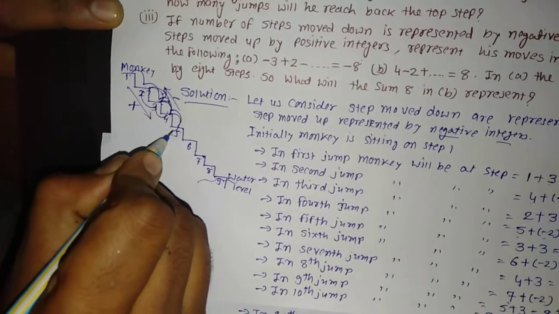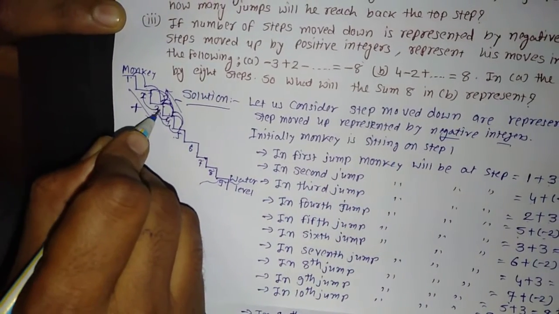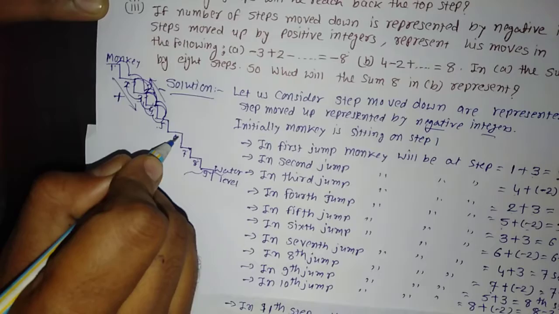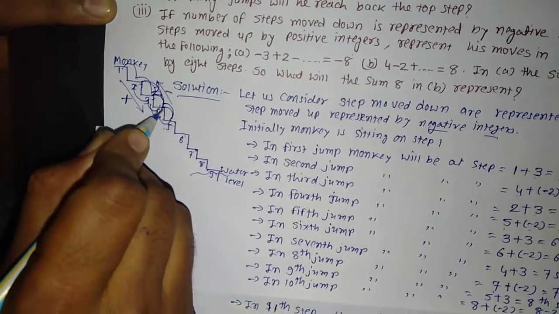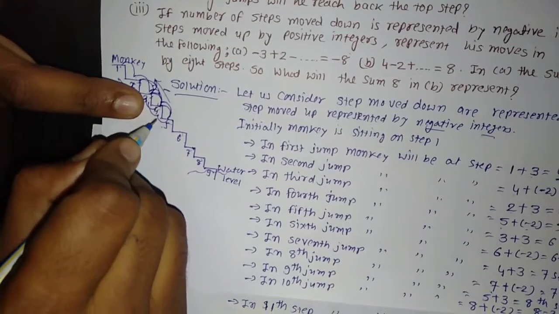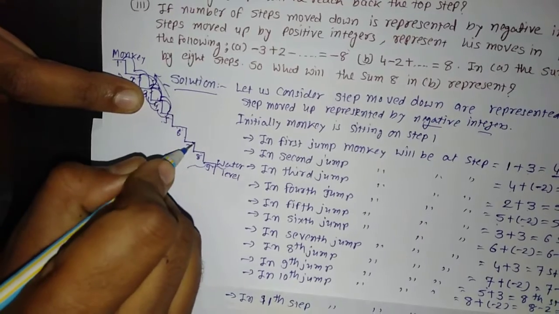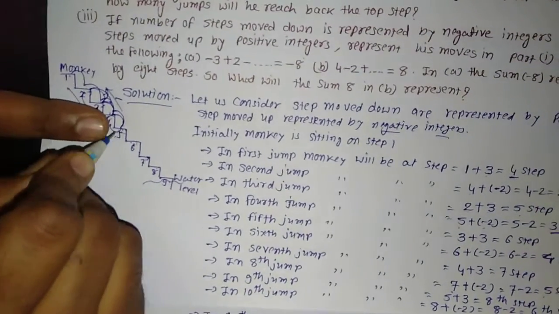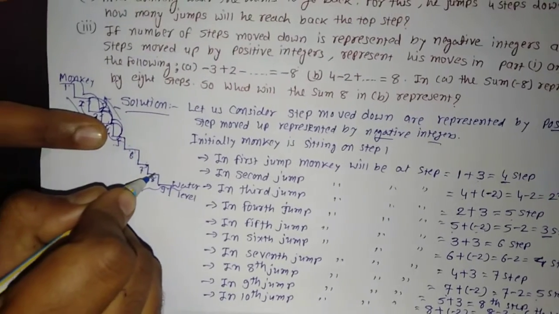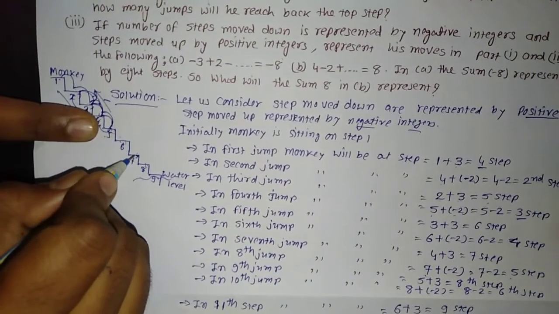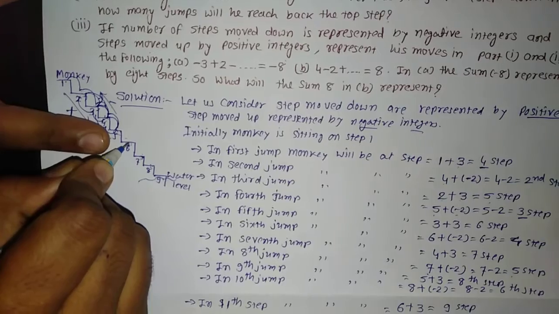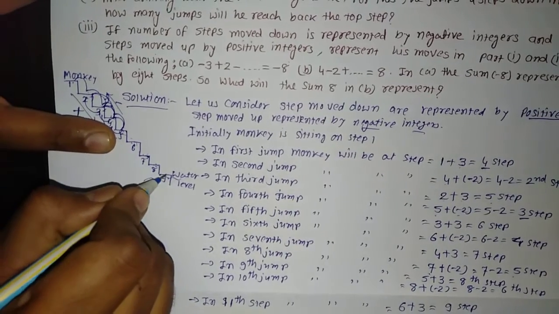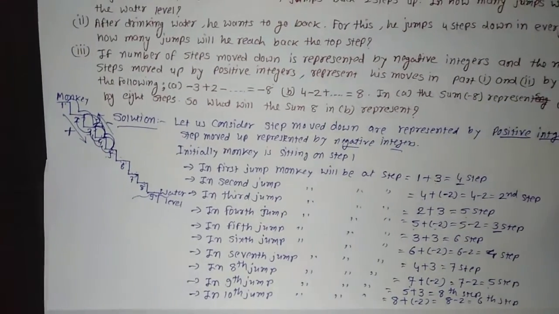Jump number 4, 1 and 2 back, on the third. Again from the third, 1, 2, 3. On the 6th it will reach. Again back, the 4th it will come. Again 3 jumps, 1, 2 and 3. It will be on 7. Again 2 jumps up, it will be on 5. Again 3 jumps, 1, 2 and 3. It will be on 8. Again 2 jumps up, it will be on 6. And the last jump, 7, 8 and 9, it will reach the 9th step.